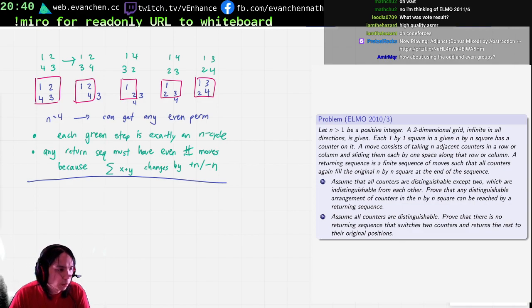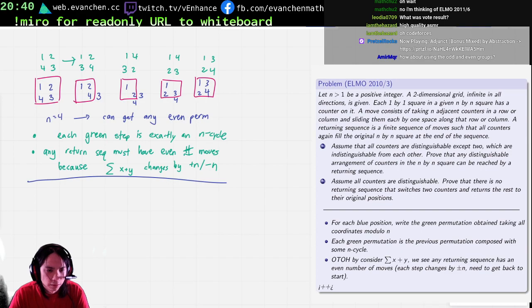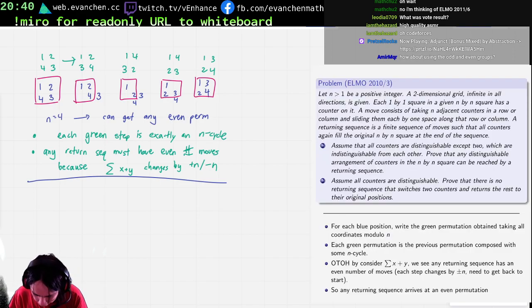So any returning sequence arrives at an even permutation. I did not mean to write that in the statement. Alright, cool. Okay, so now I have to actually construct it. Oh, frick. I don't want to do the construction. Whatever, I can get rid of all this stuff now.